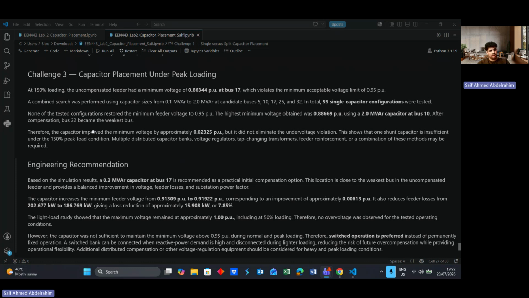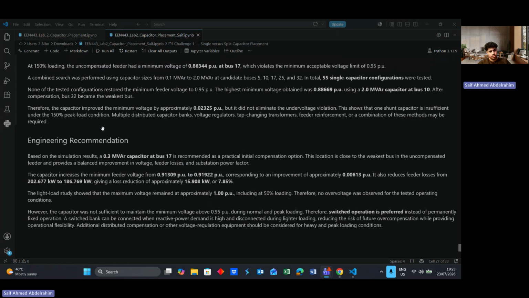Finally, capacitor size and location must be selected by balancing voltage improvement, loss reduction, power factor, and changing feeder loading. That's it for the presentation, and thank you.